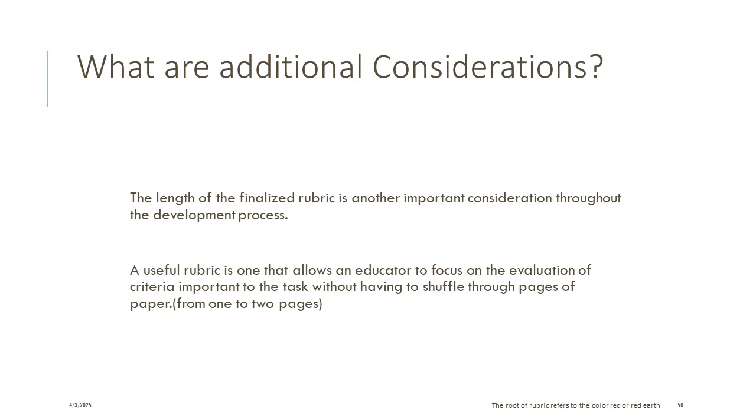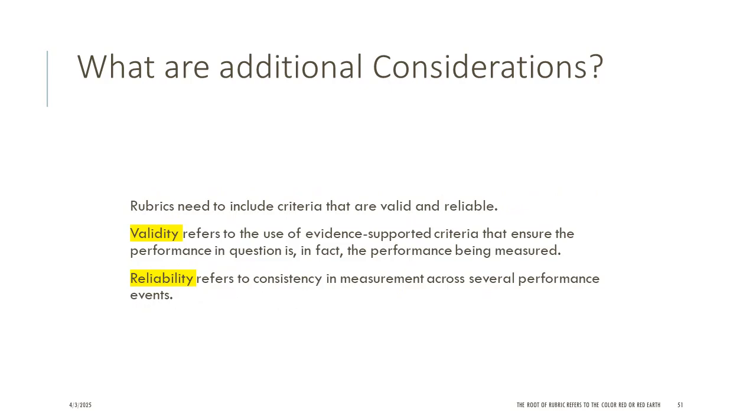The length of the finalized rubric is another important consideration throughout the development process. A useful rubric allows the educator to focus on evaluation of the important criteria without having to shuffle pages of paper. The rubric should be from 1 to 2 pages. These are additional considerations. It should be valid.